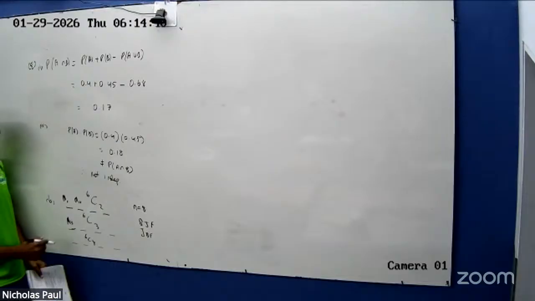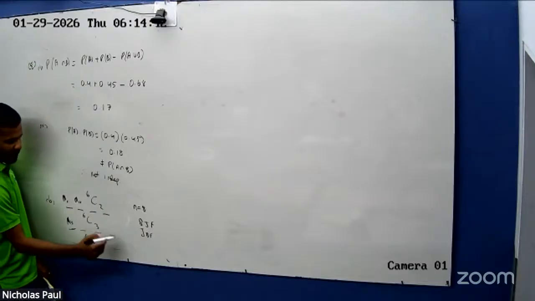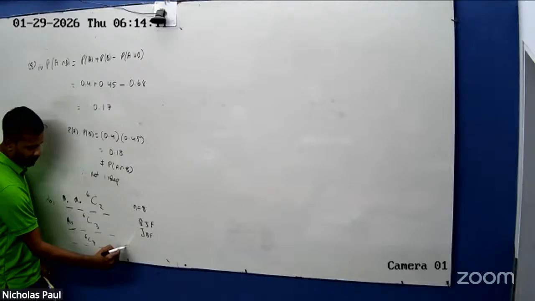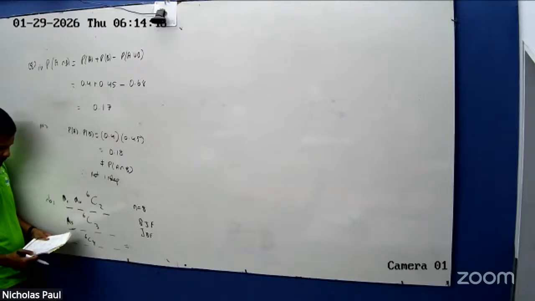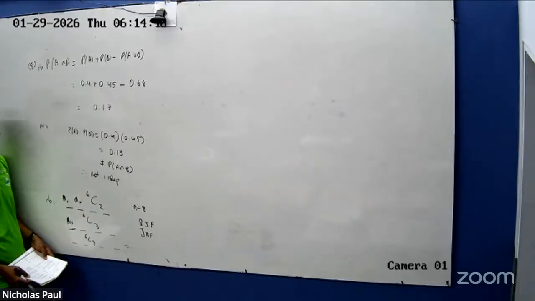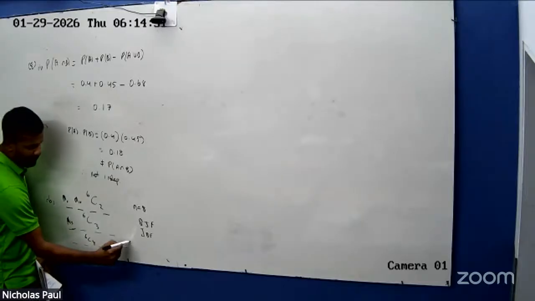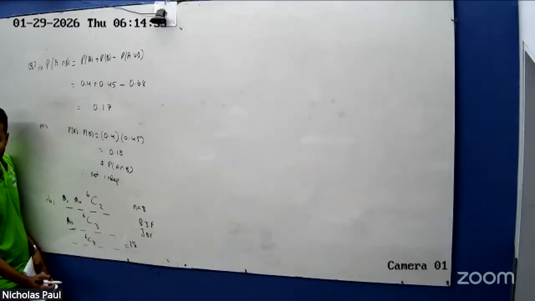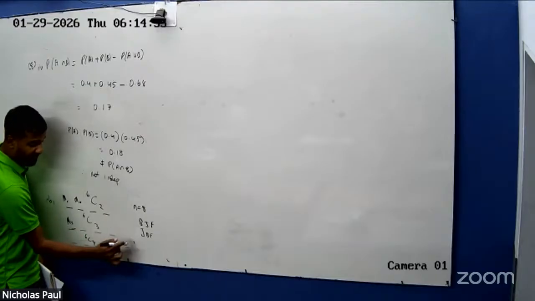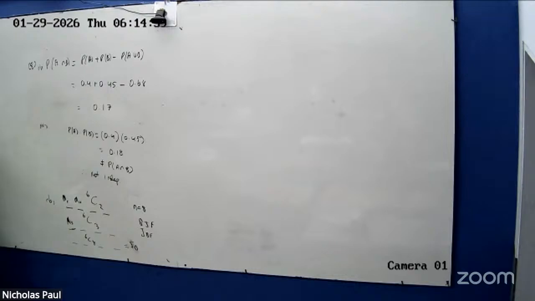How much is this? 6C2 plus 6C3. Add them up. How much did you get? 15 people. Darren said 15, eh? This is 15.